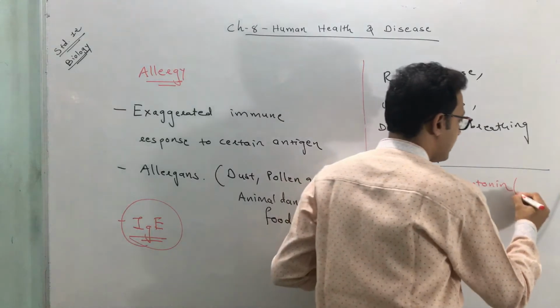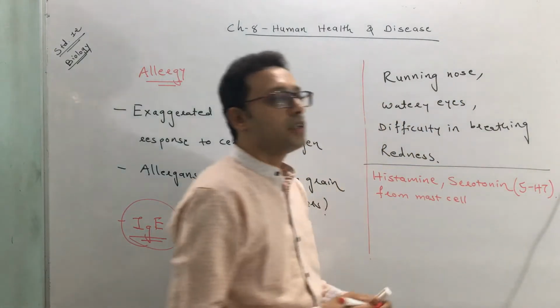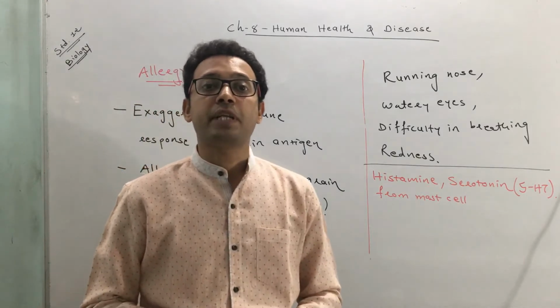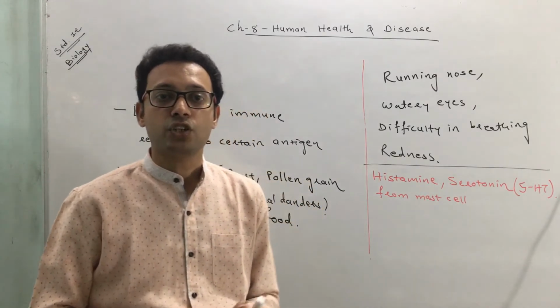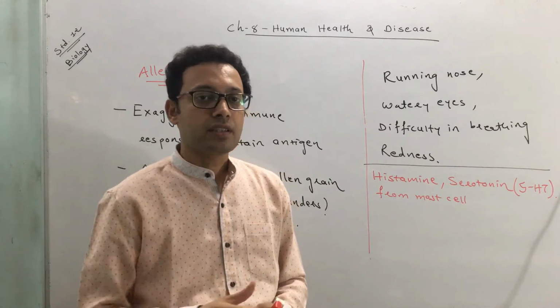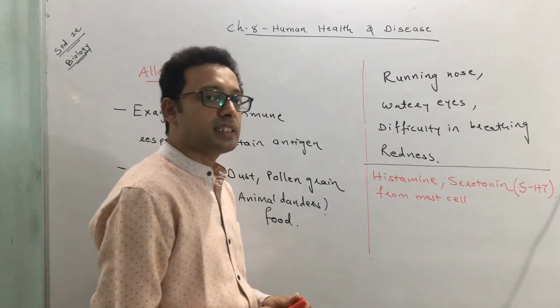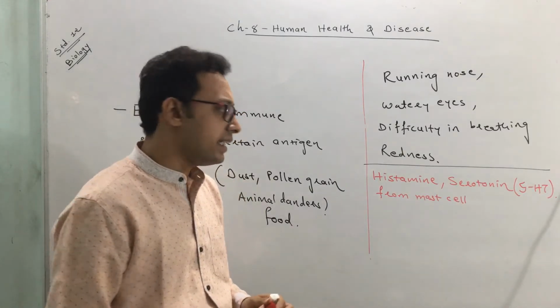Serotonin can also be called, what's another name of serotonin? It can also be called 5-HT, meaning 5-hydroxytryptamine. This is the chemical name of serotonin. Okay, so that is also called serotonin, and that has a significant role in it.